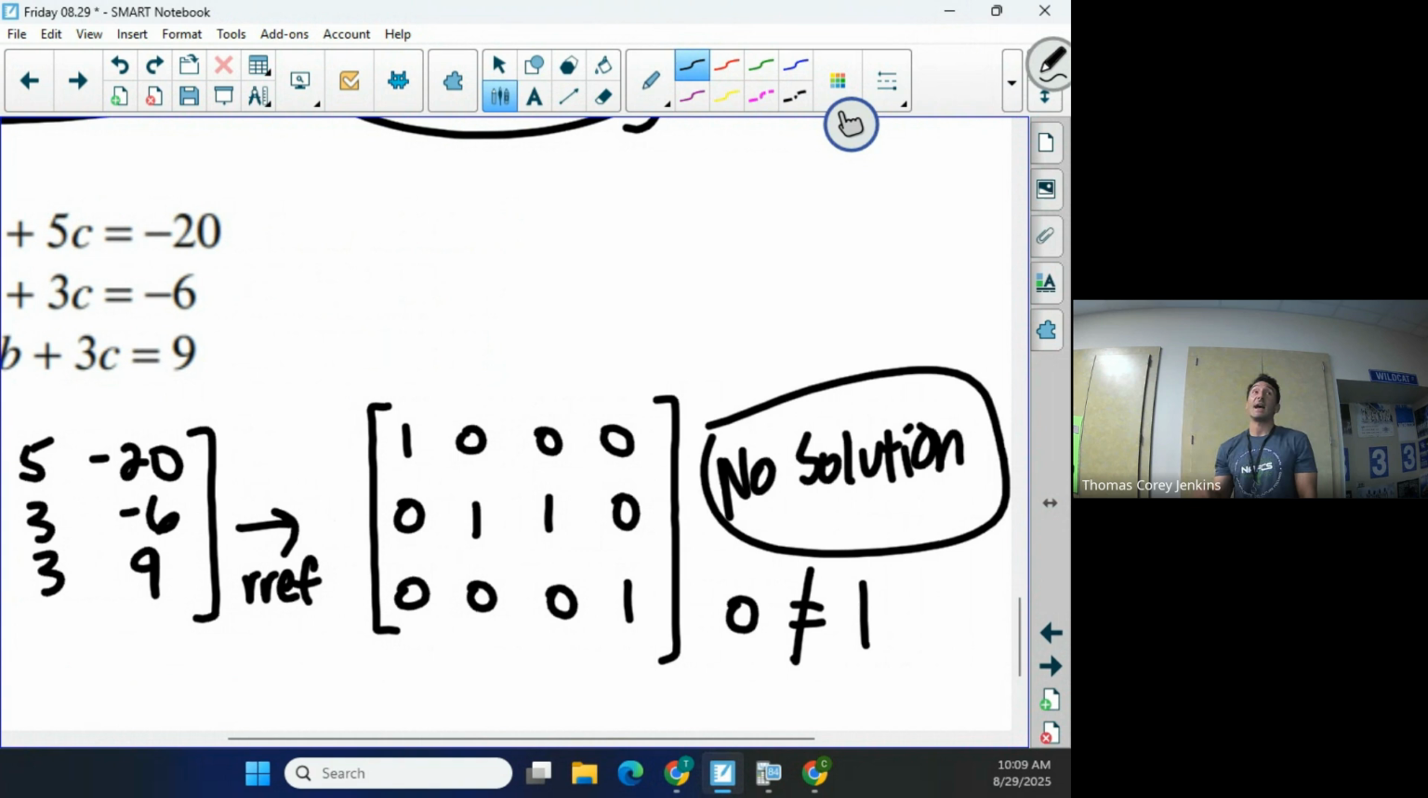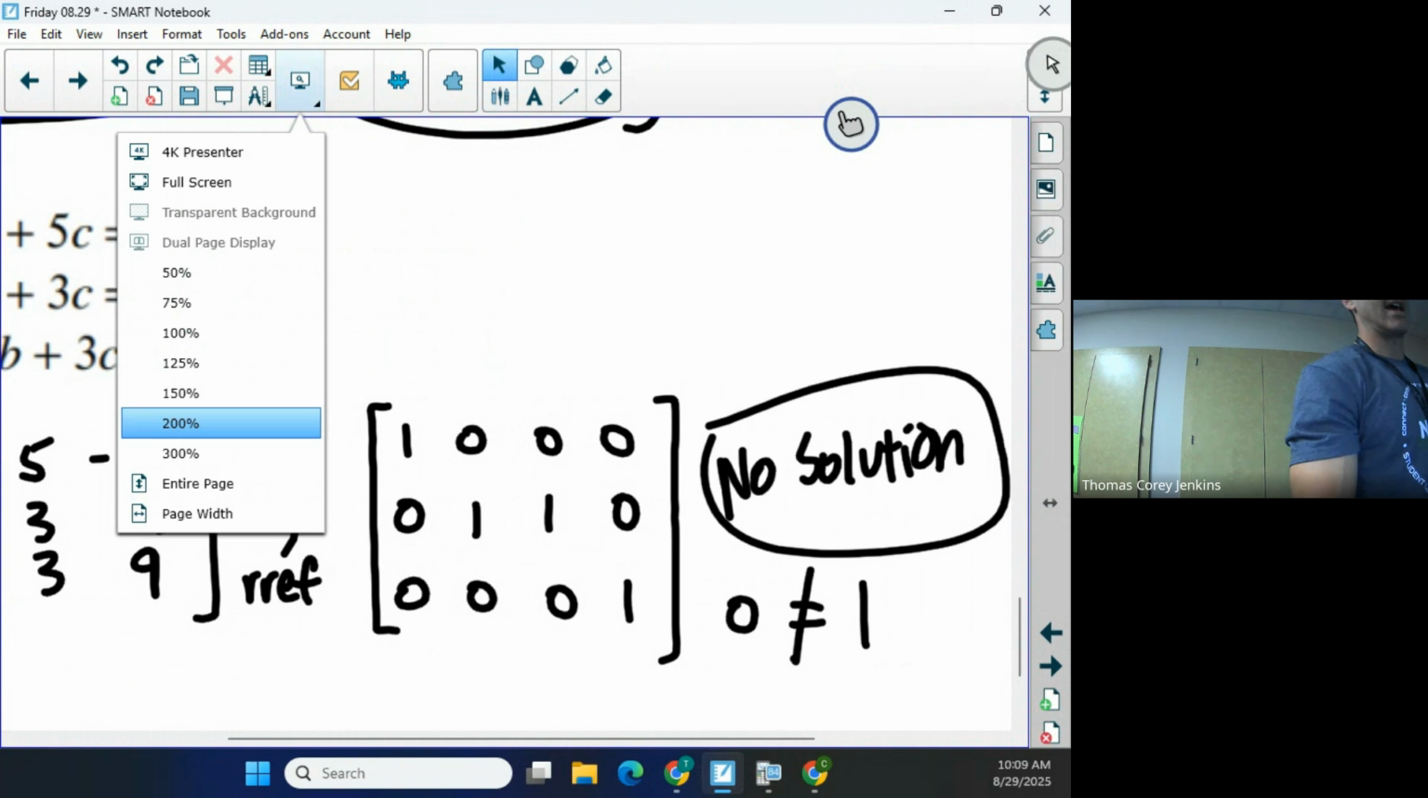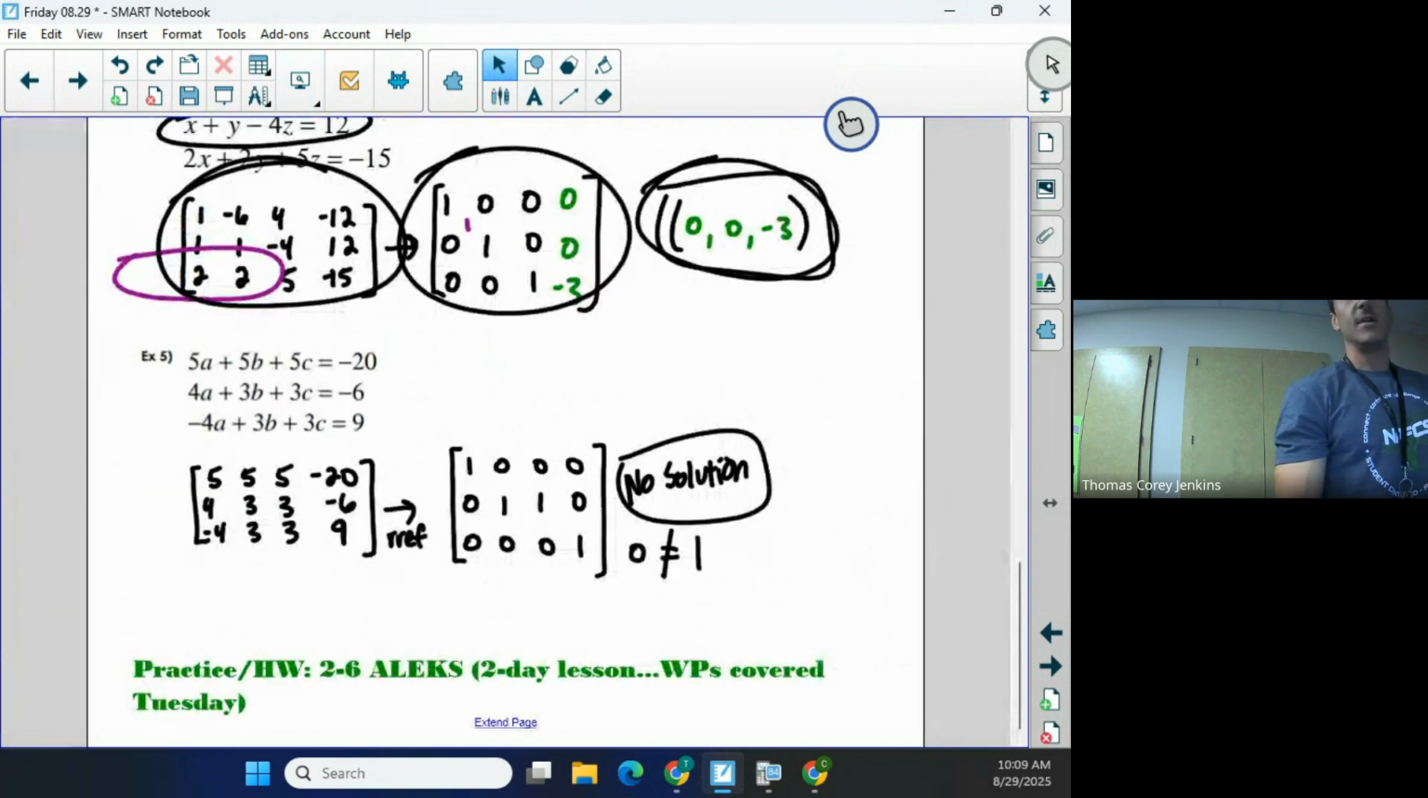Okay. Keep in mind as you're working through this, your Alex set goes with day 1 and day 2. So if you see a word problem, you might be able to figure it out, and that's fine. But we're going to cover it Tuesday as well. You will not get a new Alex for Tuesday's part of the notes.